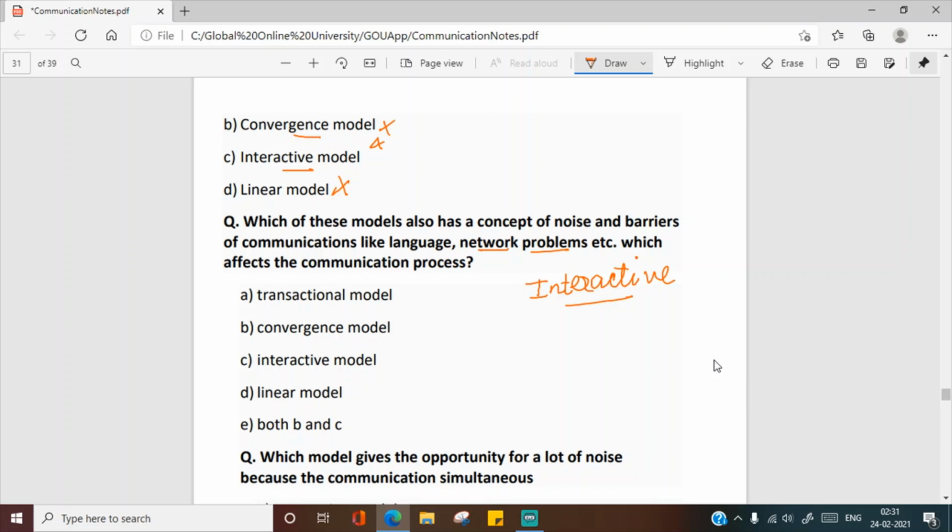Why? Because the convergence model and interactive model, these both are the same. Convergence model is just another name for the interactive model. So B and C both are right answers. Hence, the answer is E.